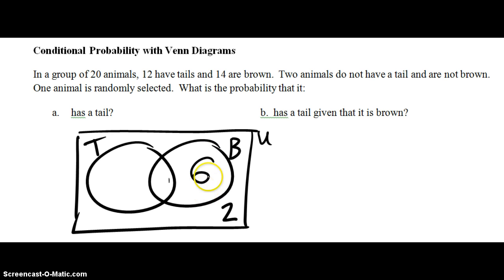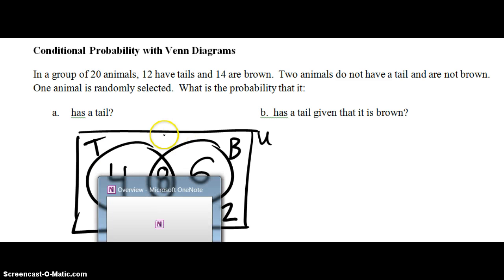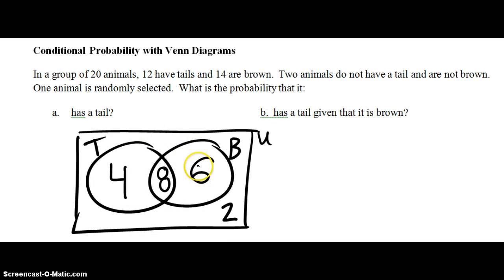Okay? So then I can go with brown. 14 are brown, here's 6, so this has to be 8. So then if we have 8 here, and I know that 12 have tails, here's 8 of them, this has to be 4. I double check. 20 animals. 4 plus 8 is 12, plus 6 is 18, plus 2 is 20. Good. 12 have tails. 4 plus 8 is 12. 14 are brown. 8 plus 6 is 14. Good job. 2 don't have either.